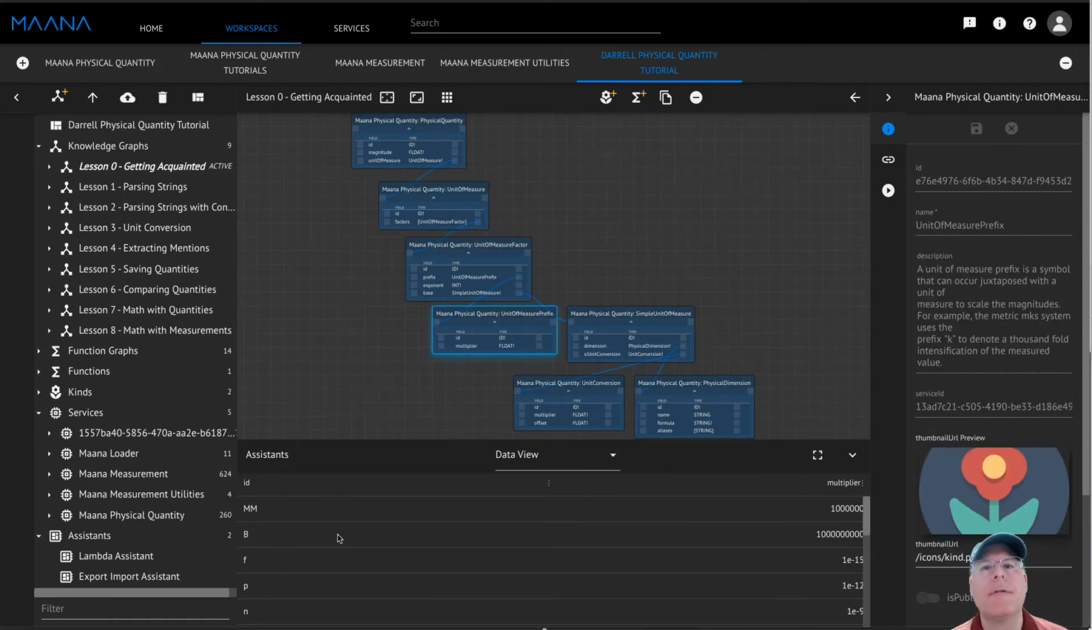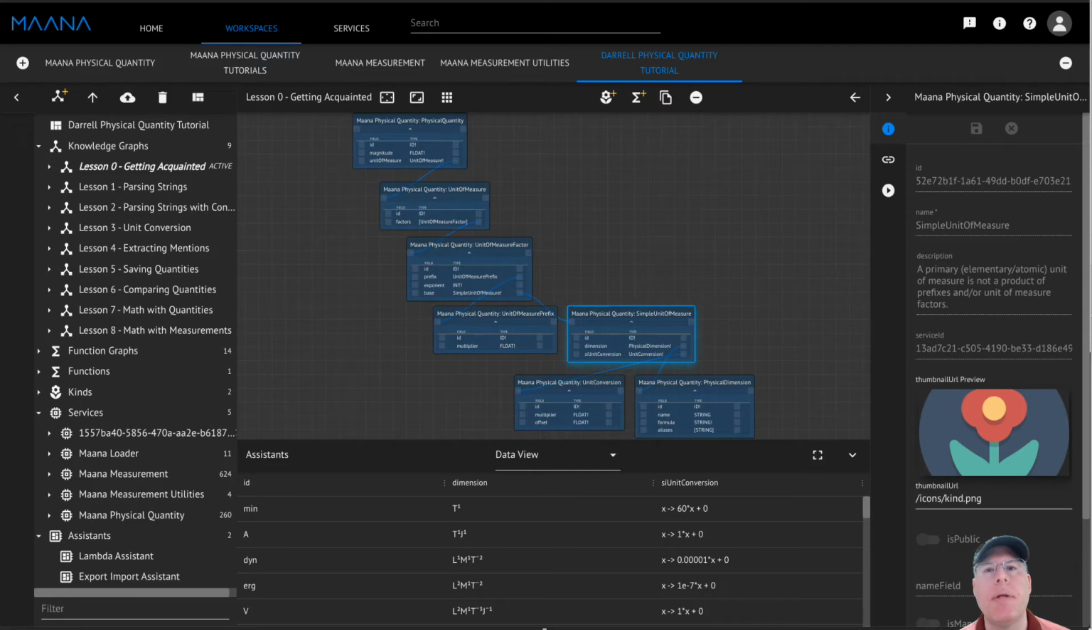In the unit of measure prefix kind, we have the relation between unit of measure prefix symbols and the corresponding multiplier that's implied by their use. For example, we have all of the unit of measure prefixes from the metric system. If we look, we could see that k corresponds to a multiplier of 1,000. The simple unit of measure kind has the basic building blocks for unit of measure expressions. Each instance of this simple unit of measure kind relates the symbol commonly used for a unit of measure to two key pieces of information: the physical dimension to which that unit of measure belongs, and the conversion factor from that unit of measure to the corresponding SI unit.